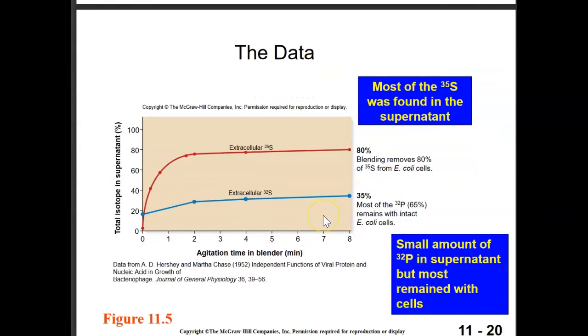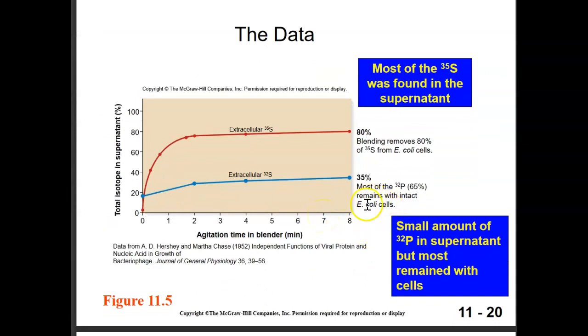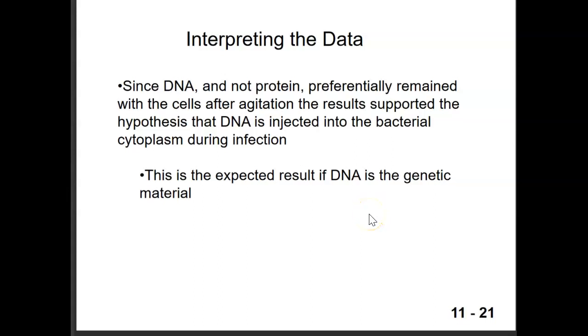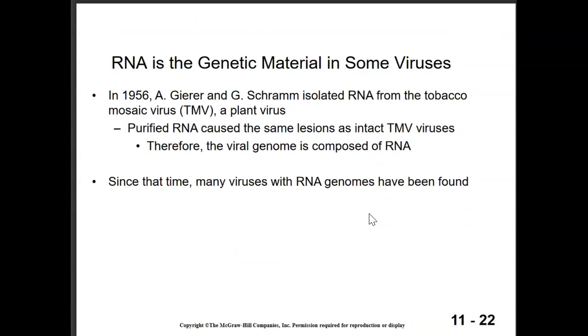And so what that means is that that was incorporated into the cells, and that was the information, that was DNA, not the protein, that was injected into the cells, and that's what remained inside of the cells. And so it was expected that DNA was probably the genetic material transmitting this new trait of pathogenesis into the cells.